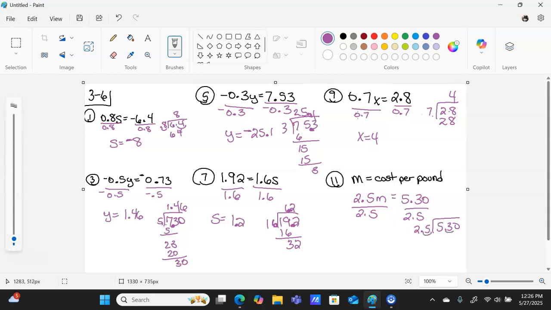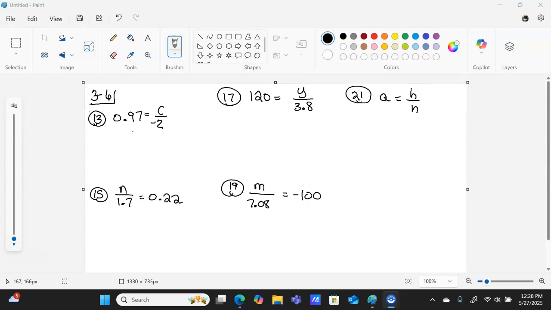So we'll move that decimal one place. So it's going to end up being between the 3 and the 0. 25 will go into 52 times. Don't forget my decimal this time. Into 30, it will go once. And I'm going to add another 0, and it will go into 50 twice. So the cost per pound was $2.12.